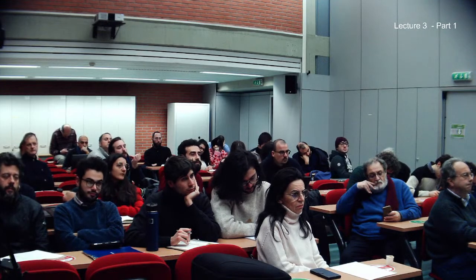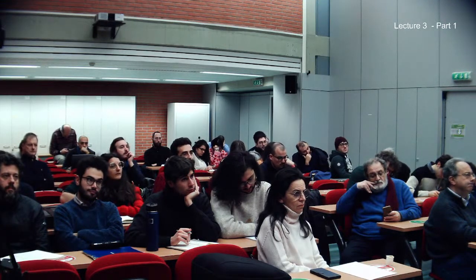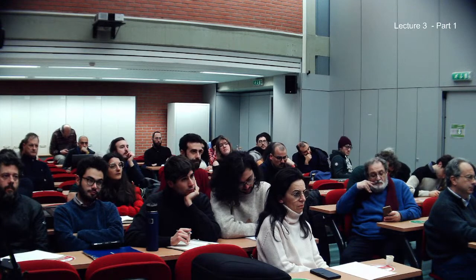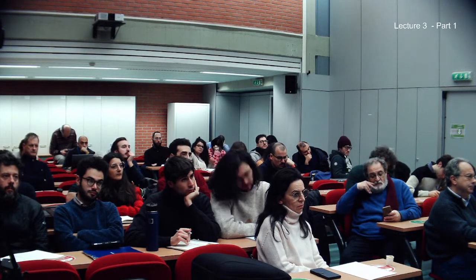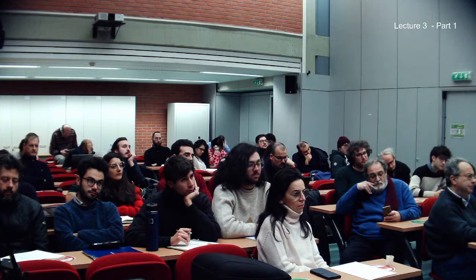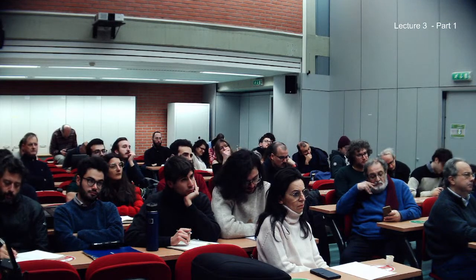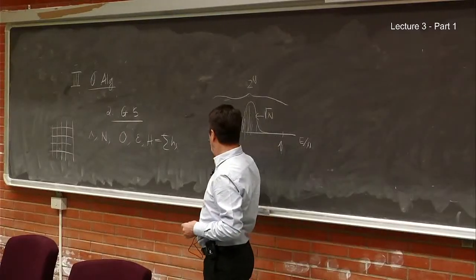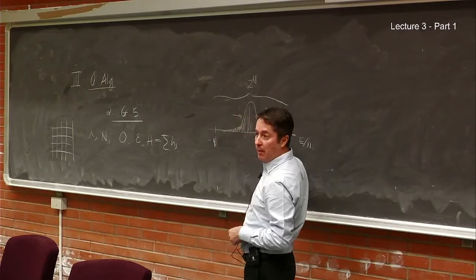So now, what you can do is to look at intensive quantities, so not the energy, but the energy per lattice site. You can divide everything by n, so then this will go from -1 to 1, and the width will be 1 divided by the square root of n.